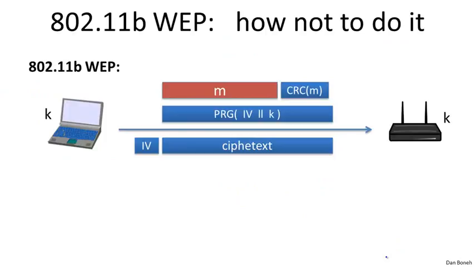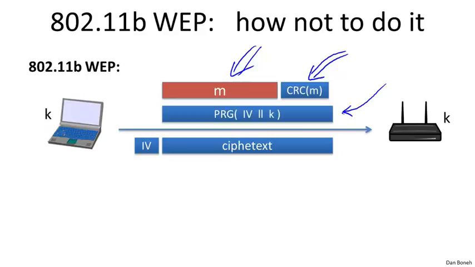So of course I always like to pick on 802.11b WEP, which pretty much got everything wrong. So let's see how not to provide authenticated encryption. So let me remind you how 802.11b WEP works. Basically there's a message that the laptop wants to send to the access point. The first thing that happens is that the laptop computes a cyclic redundancy checksum on the message and concatenates the CRC checksum to the message.